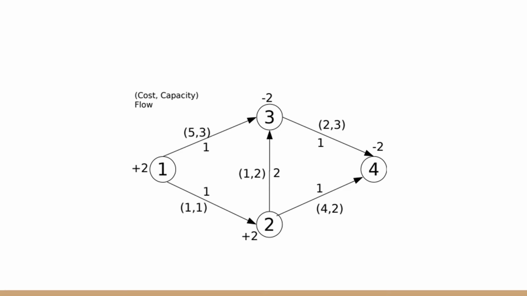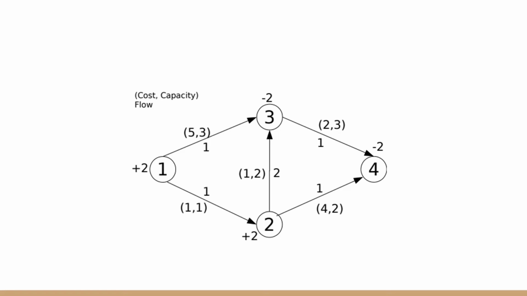So the total cost of the graph will be: cost of 5 from 1 to 3, cost of 1 from 1 to 2, which makes 6, from 2 to 3 the cost of 2, which is 8, from 3 to 4, cost of 2 also, which is 10, and from 2 to 4, cost of 4, so 14 is the final minimum cost.